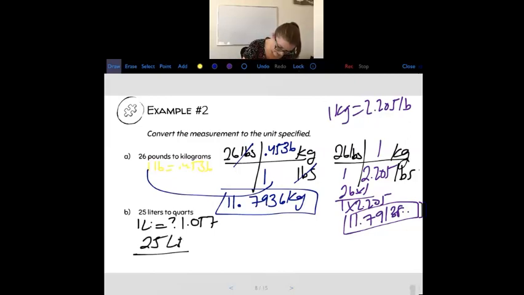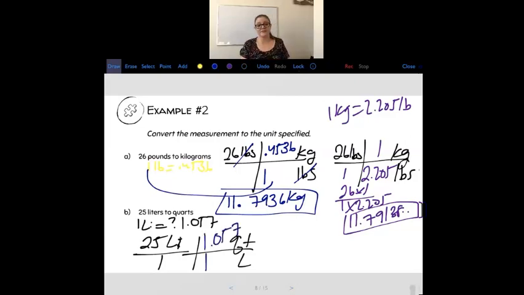25 liters over 1, and we want to end with quarts, and we want our liters to cancel. There's 1 liter, 1.057 quarts, so we would multiply 25 times 1.057 to get 26.425 quarts.